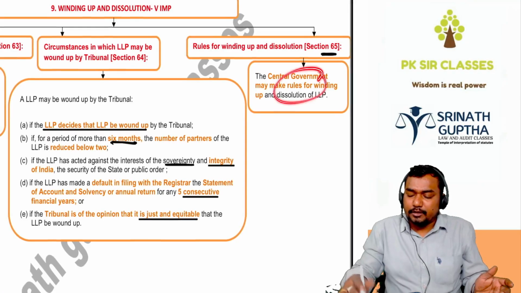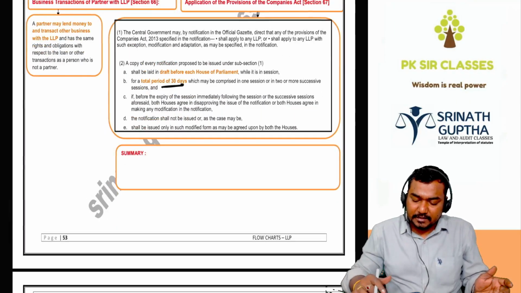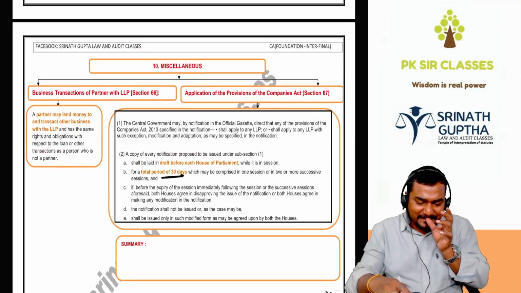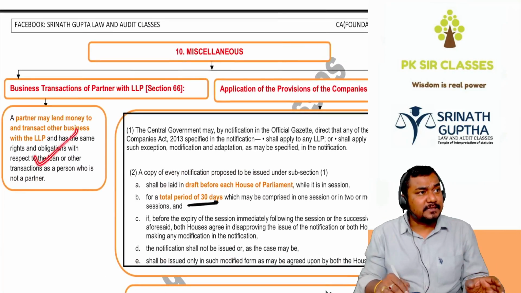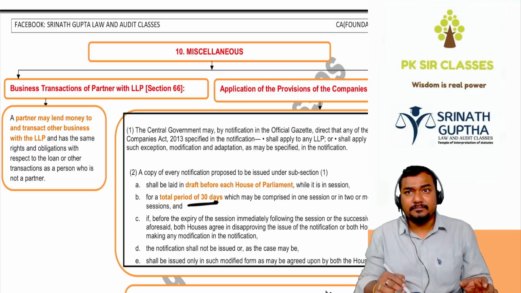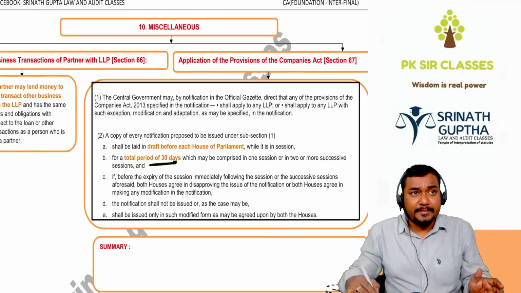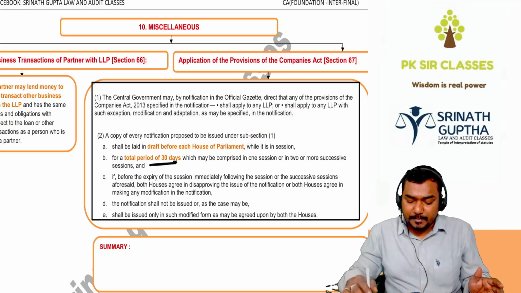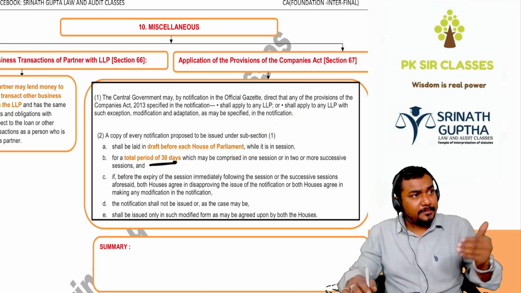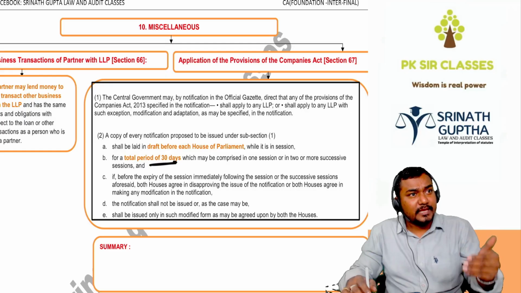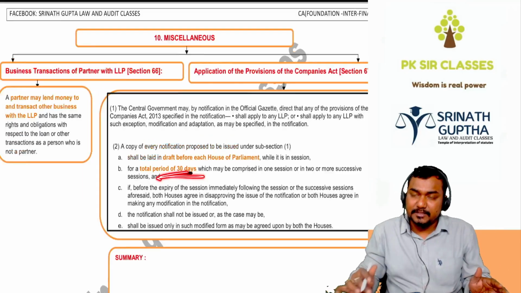So the Central Government has the right to make the rules for winding up of the LLP. Right now there are no rules. Business transaction, the LLP is a separate person. The LLP has the right to enter into a contract with its partners also. Whenever the provisions of the LLP Act are silent, provisions of the Companies Act will be applicable. But before applying the provisions of the Companies Act to the LLP, we have to keep those things in Parliament for a period of 30 days.